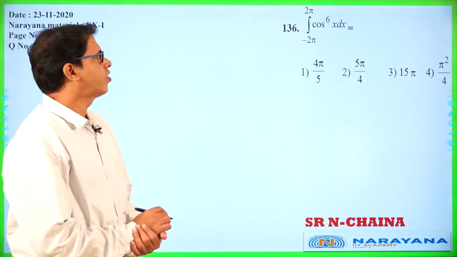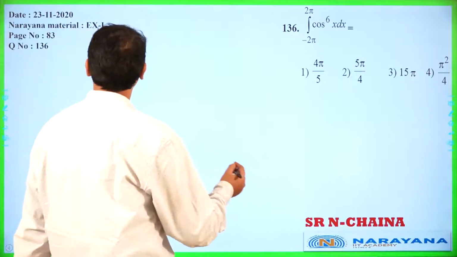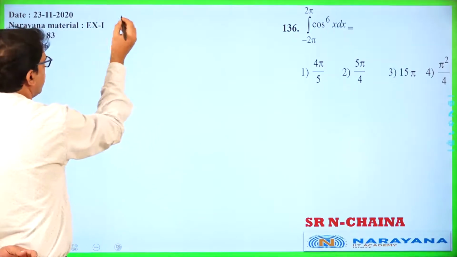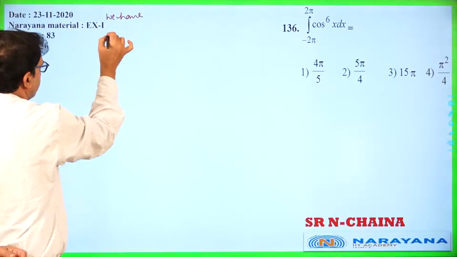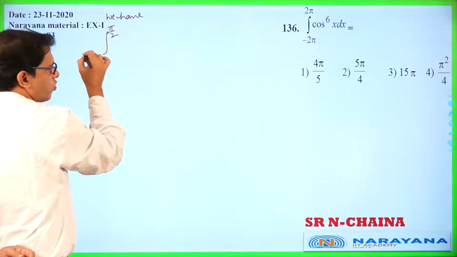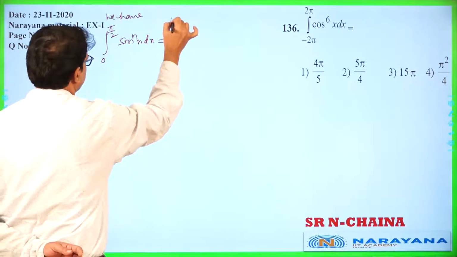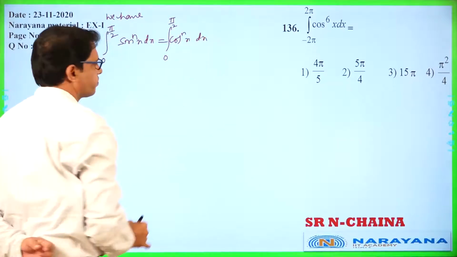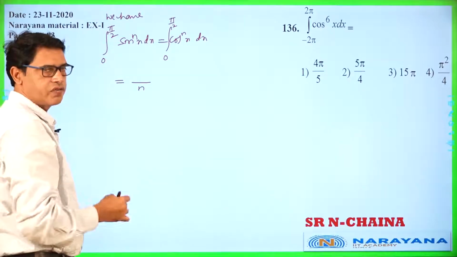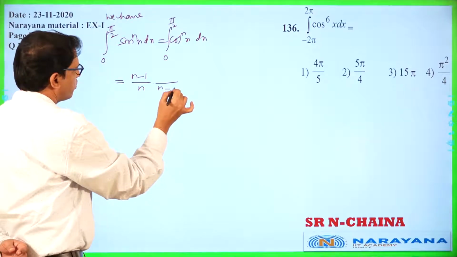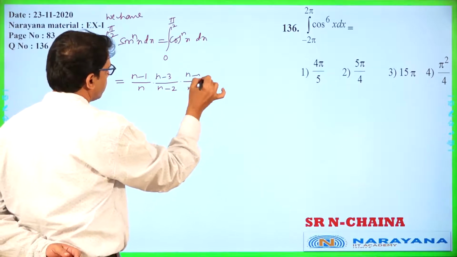Now here, reduction formula, right? Here I write the formula: integral from 0 to pi by 2 of either sine to the power n or cos to the power n dx. The formula is, first begin with n, then keep on decreasing by 1: n minus 1, n minus 2, n minus 3, n minus 4, n minus 5, and so on.